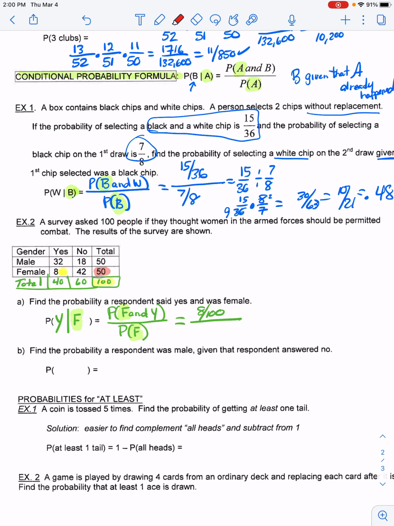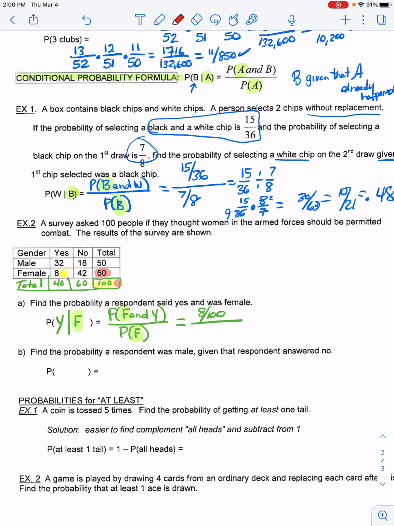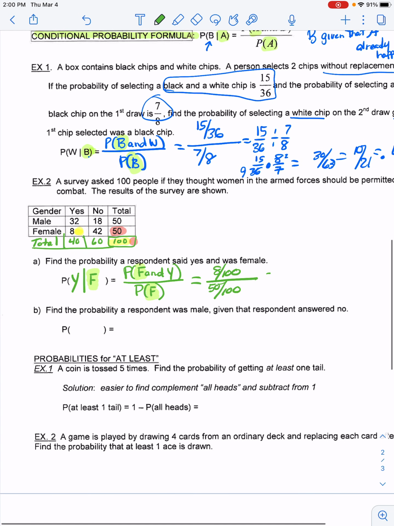Female, 50. And the grand total there is still 100. So we're going to have 50 over 100. And then when you have a fraction out of fractions, I'll show it this way first. If you do 8 over 100 divided by 50 over 100, that becomes 8 over 100 times the reciprocal, 100 over 50. So what happens is those 100s cancel. You have 8 over 50, which reduces to 4 out of 25.